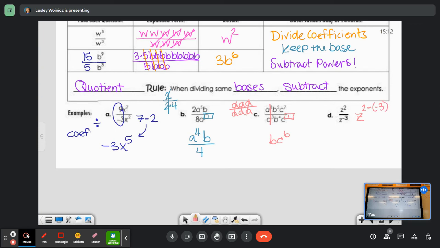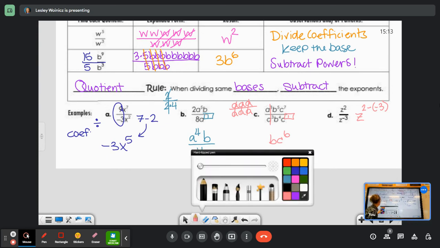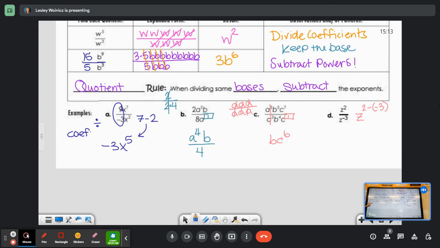What happens when I subtract and do the opposite of negative? What's the opposite of negative? Yeah. So this actually turns into z to the 2 plus 3. Yeah, z to the 5th. That's not so bad.